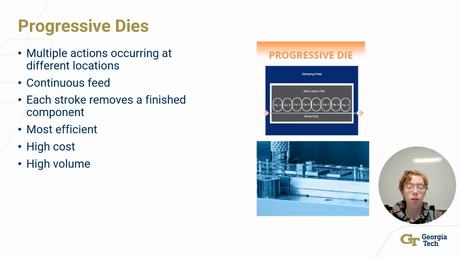Progressive dies use continuous feeding to perform multiple actions at different locations or stations in the die. Each station performs one operation, and one stroke allows all stations to occur simultaneously. Because it is continuous feed, each stroke removes a finished component, while others are being formed. Progressive dies are the most efficient type of die, but have a high tooling cost. This makes progressive dies best suited for high volume production.